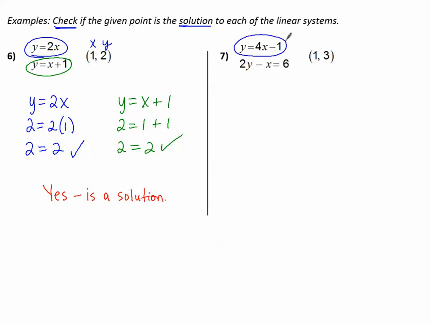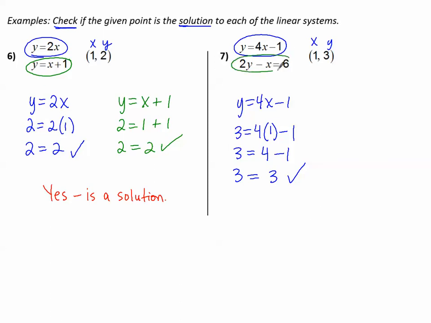Starting with this equation and plugging in the x and y. Y equals 4x minus 1, plugging in the 3. 3 equals 4 times x is 1 minus 1. 4 times 1 is 4, and 4 minus 1 is 3. Does 3 equal 3? Yes, it does. So we know that this point satisfies the first equation. Does it satisfy the second equation?